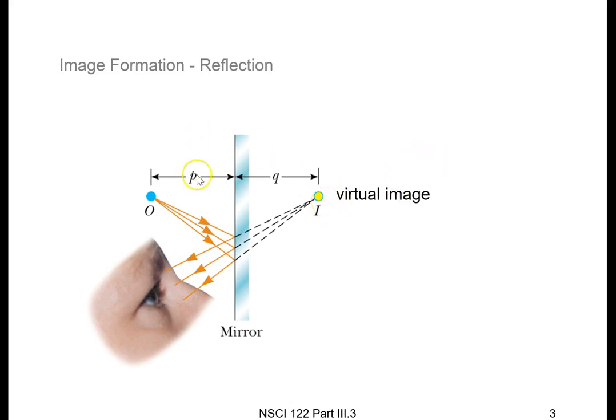Now, you see labeled here 2 distances that are going to be important. They're labeled P and Q, which is a common convention. This is known as the object distance, P. It's the distance from the object to the optical element, in this case, the flat surface of that plane mirror. And the distance from that optical element to the image location, labeled Q here, is known as the image distance. We'll see those again and again.